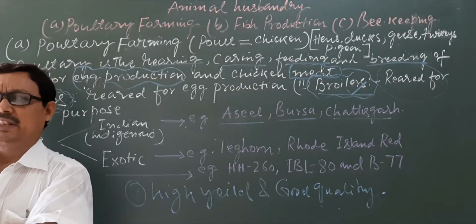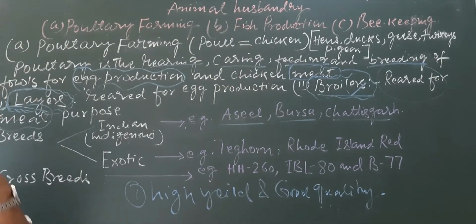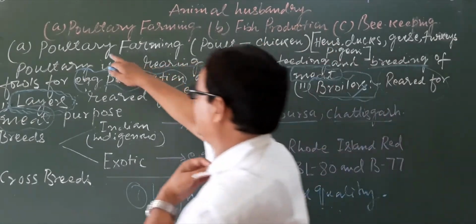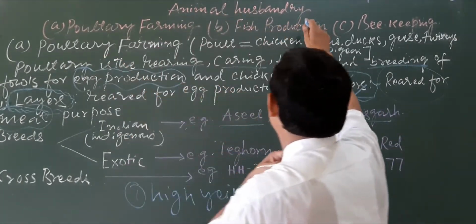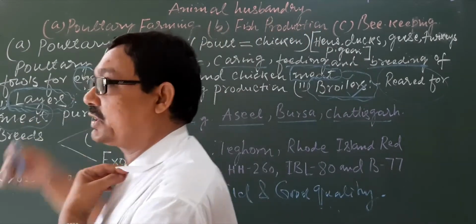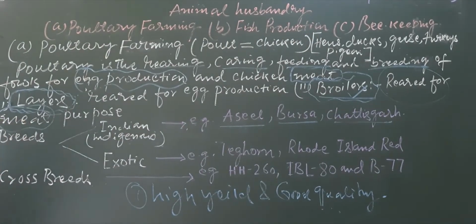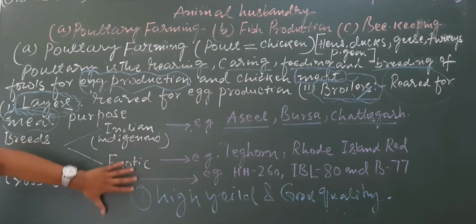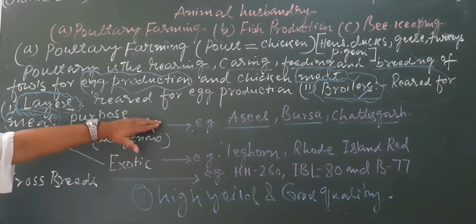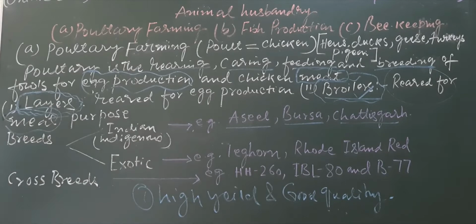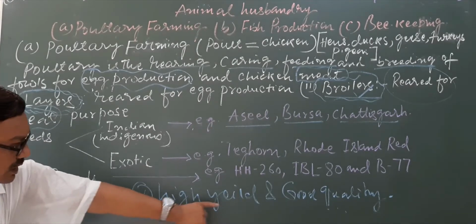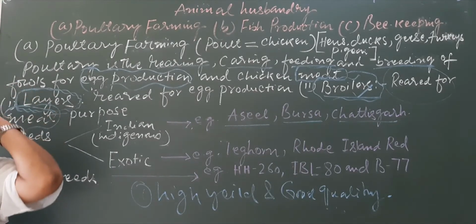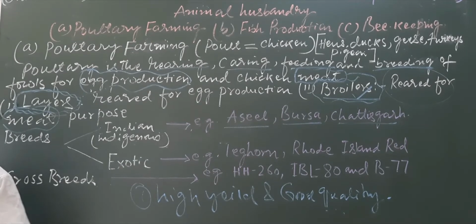The second point is that there are some specific desirable features, as in the case of cattle, and similarly here. There are certain specific desirable characters that can be achieved only after crossbreeding the superior exotic breed with the Indian indigenous one. The first, high yield and good quality, is the basic one. The second important thing is large sized eggs. Large sized eggs are also a desirable feature.